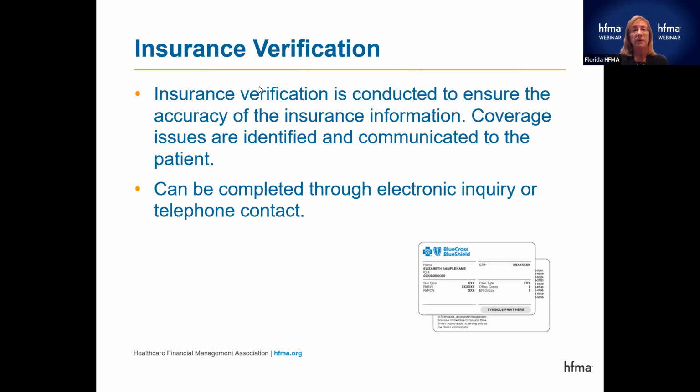Sequencing plans involved in a coordination of benefits, or COB, situation, so the primary, secondary, and tertiary plans are correctly recorded and billed. Recording patient out-of-pocket liabilities such as deductibles, co-payments, co-insurance, and coverage limitations allows for a more accurate estimate of the amount the patient may owe.